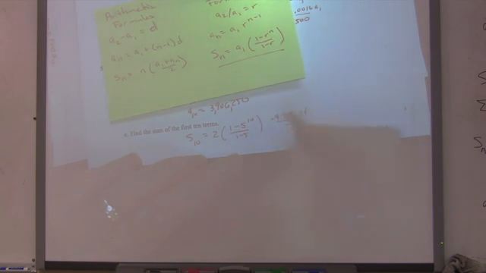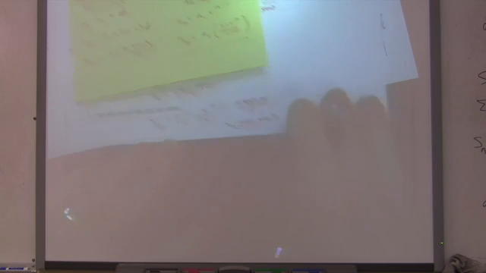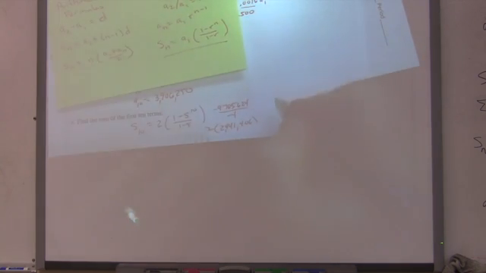1 minus 5 gives us a negative 4, so we have to divide that by negative 4. And we get 2,441,406, and then we have to times that by 2. So our S of 10 is 4,882,812. Okay?